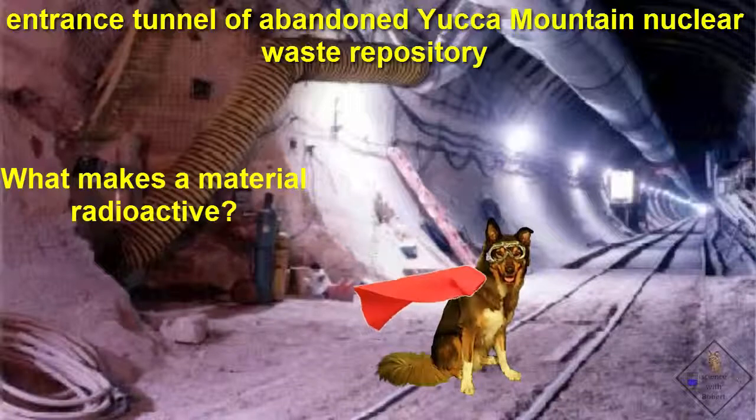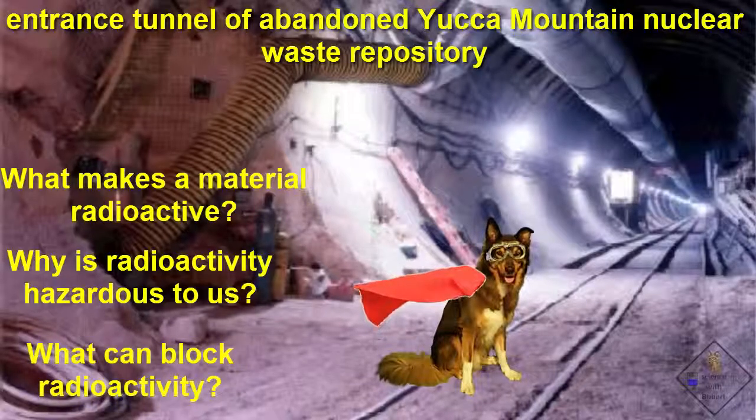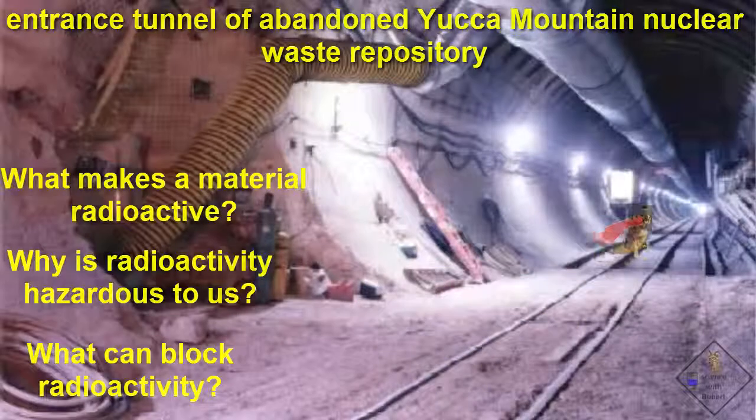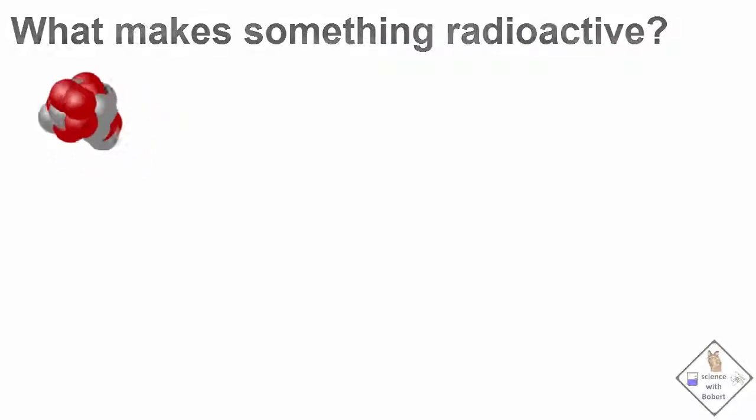What makes something radioactive? What makes radioactive material so dangerous to humans? And what, if anything, can be used to block radioactivity? What makes something radioactive? Every atom has a nucleus that contains protons and neutrons.